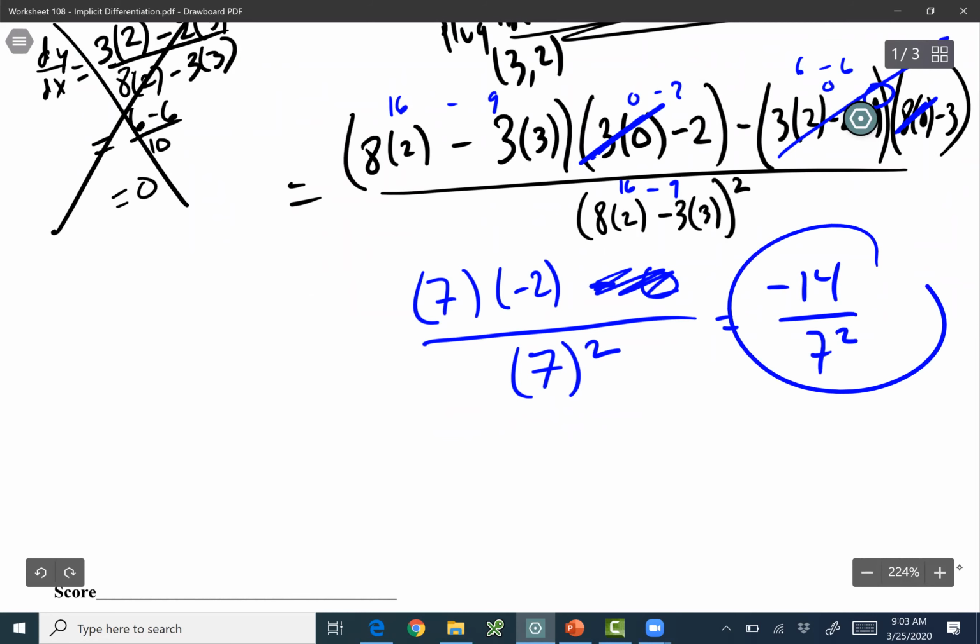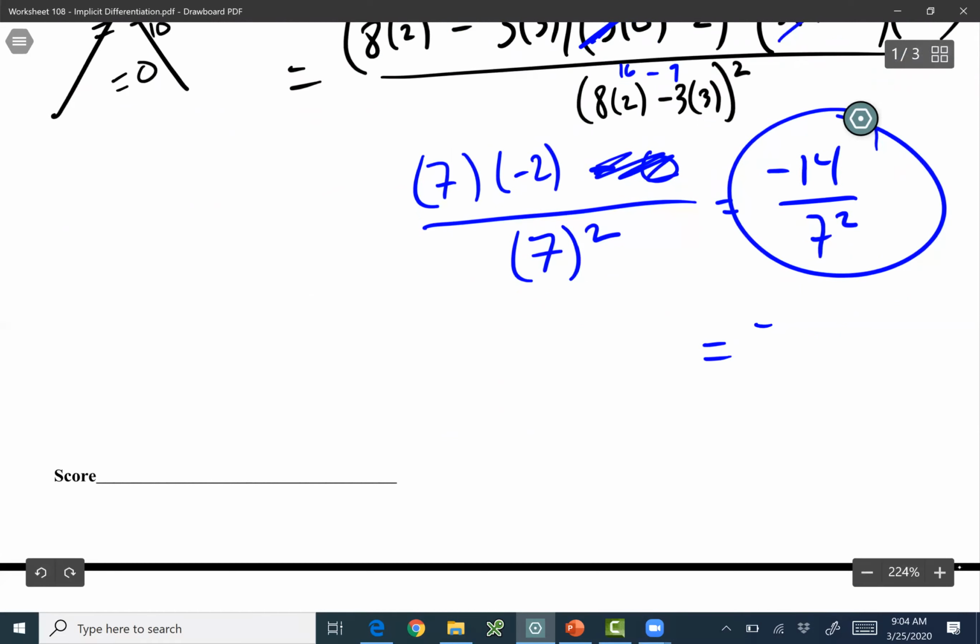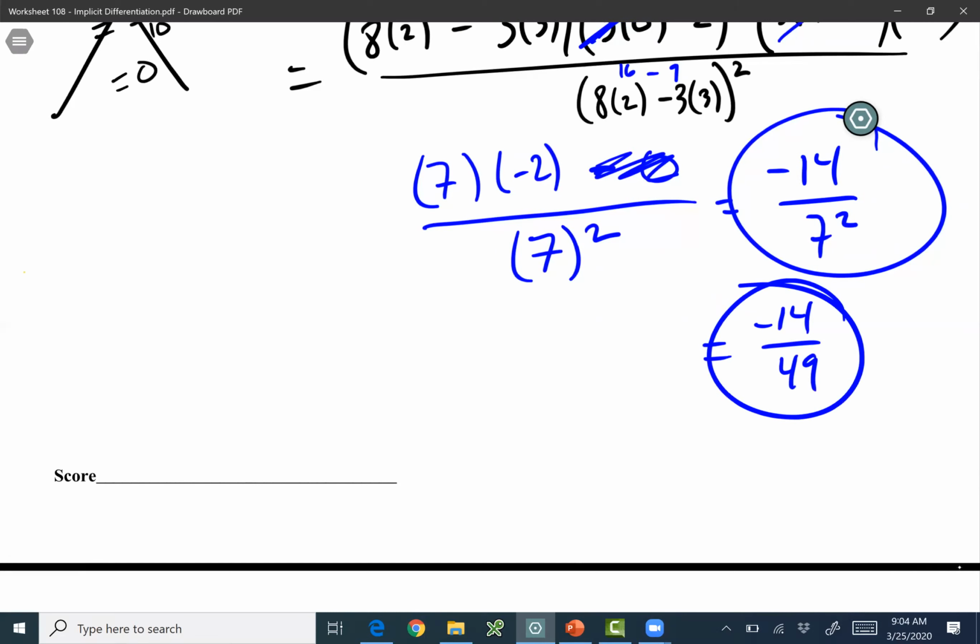And if you want to leave that as your answer, that's a perfect answer. If you're comfortable and you want to make it negative 14 over 49, that's also a fine answer. You don't need to simplify this. If you did simplify it, you'd get negative 2/7.